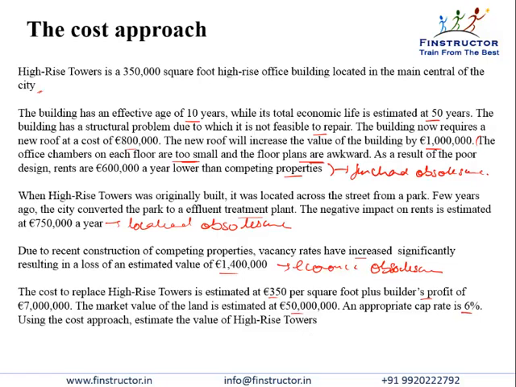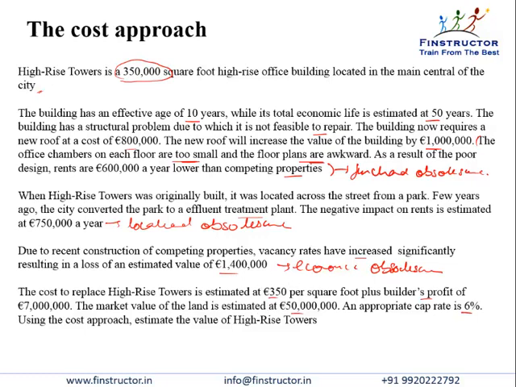So again, we will first estimate the value as though it was a brand new building with no problems whatsoever. Once we calculate that value, we will apply the various discounts because of the various problems that this building specifically has. So the area of the building is 350,000 square foot and the cost to replace is 350 euros per square foot.